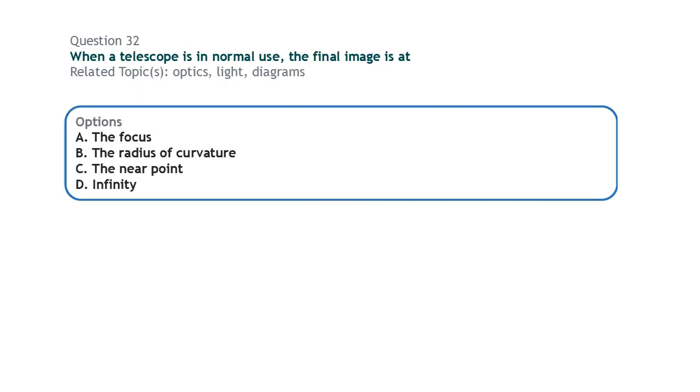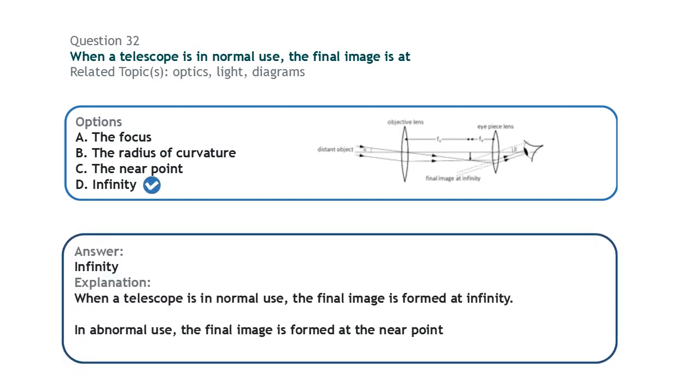Next, when a telescope is in normal use, the final image is at... So this is a ray diagram of a telescope in normal use. When you have a telescope in normal use, the final image formed is going to be at infinity. But if it is in abnormal use, the final image is going to be formed at the near point. But for this, it is about normal use, so it will be formed at infinity.